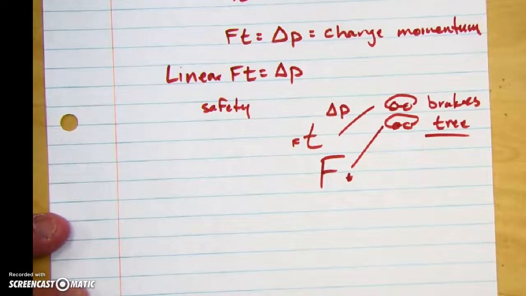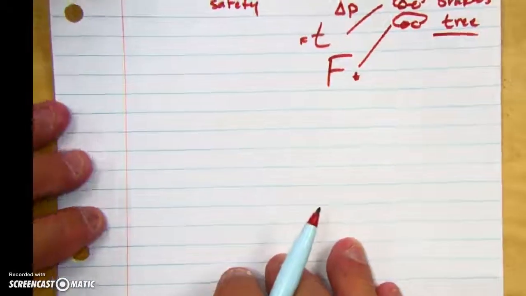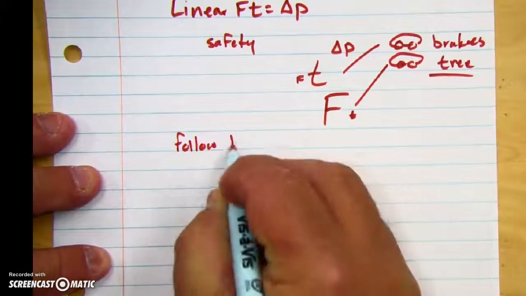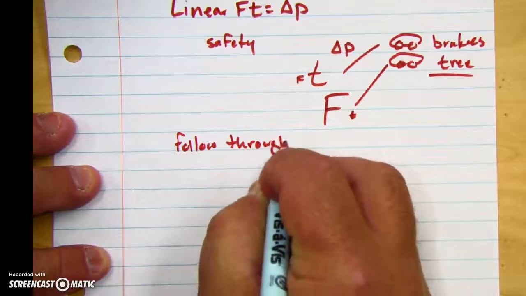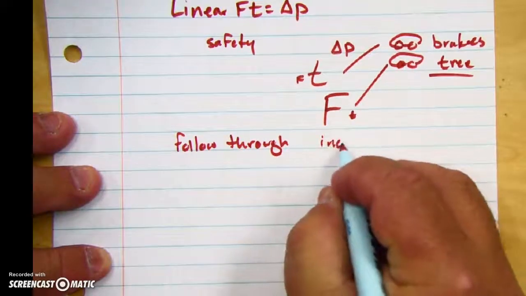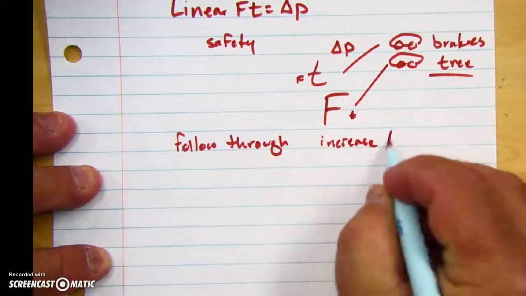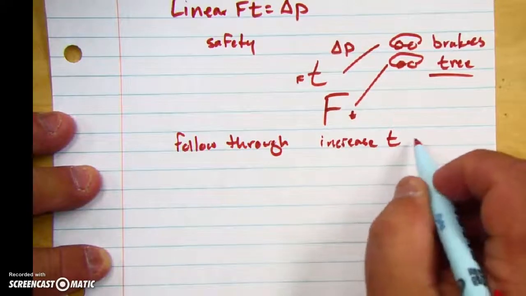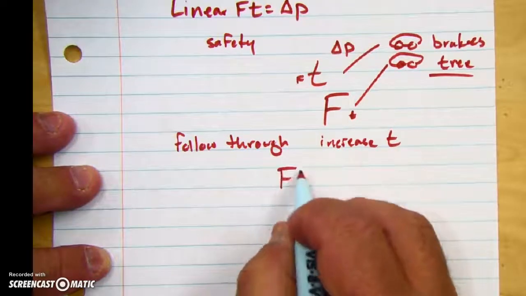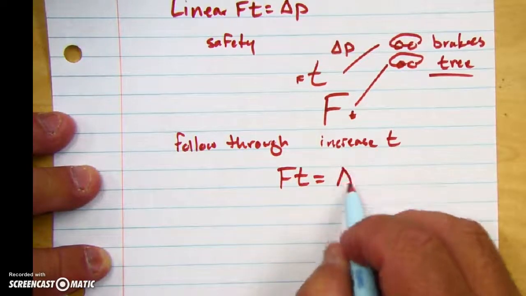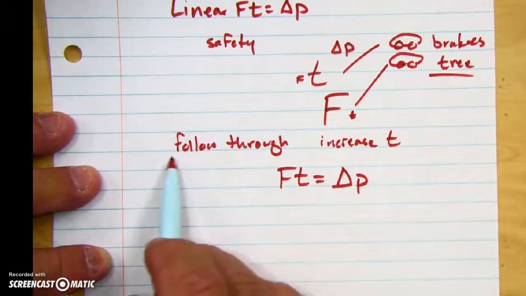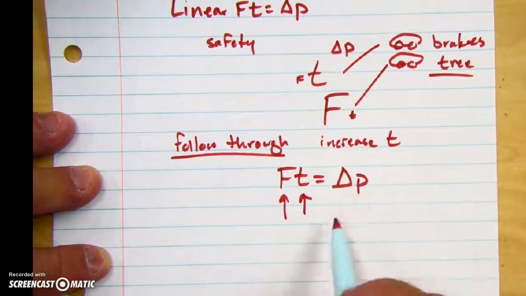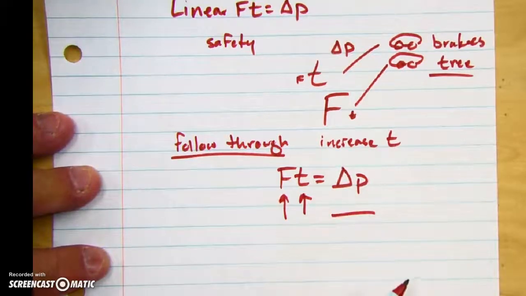Now, the flip side of that in athletics is the reason for follow-through in almost all sports, tennis, baseball, softball, golf, things like that: to increase time. If you increase time, then you want as big a force as possible. You get that from working out. So then you get Ft is equal to delta P. If you follow through, increasing time and force, what you're going to get is the largest change in momentum.